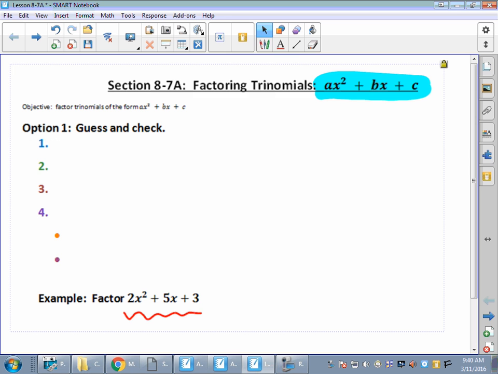So our first option is to guess and check. This is the old school way. This is how I learned how to factor trinomials. And it works, and a lot of people like this way. So if you understand it, do it. So when you guess and check, remember when we're factoring, we're putting parentheses into a problem. Our answer for a trinomial is going to be two binomials in parentheses. So your first step when you're using this option to factor a trinomial is to write your two parentheses. We're going to put our answers inside there.